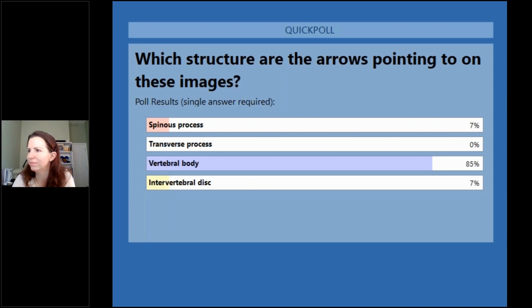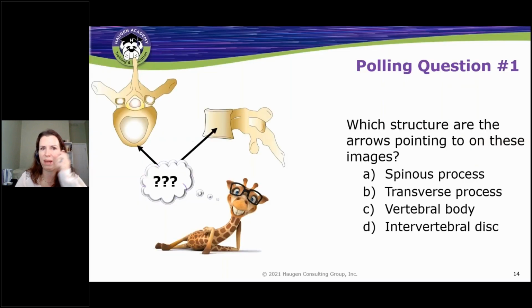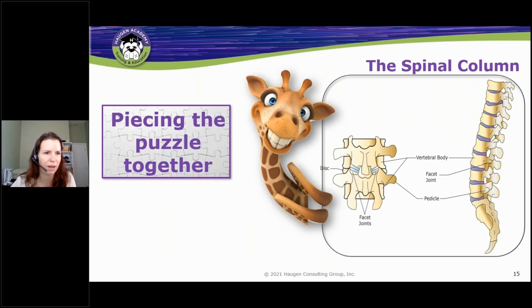So Deanna, 85% say that is the vertebral body. Really awesome. Good job, you guys. That is absolutely the vertebral body. If you remember, the spinous processes were the bony projections off the back, and the intervertebral disc is the shock absorber, soft tissue that lies between the vertebral bodies. But yeah, really good job. Most of you got that right. It is the vertebral body, part of the anterior column of the spine. Okay, so moving on.